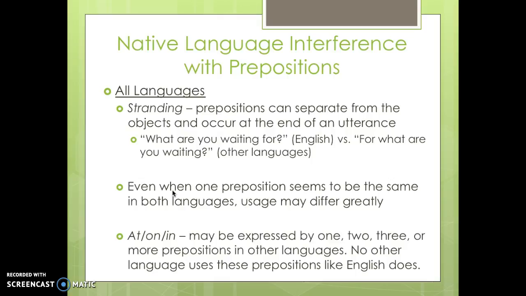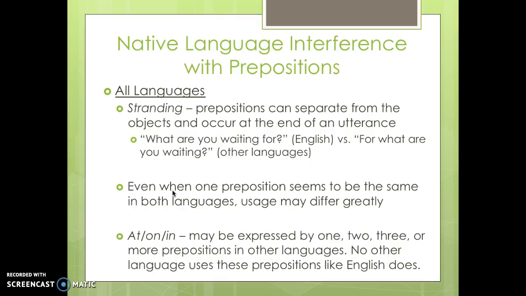Native language interference with prepositions. All languages struggle with stranding, which is when a preposition can be separated from the object and occur at the end of an utterance. In English, we would say, what are you waiting for? But in other languages, they would say, for what are you waiting?